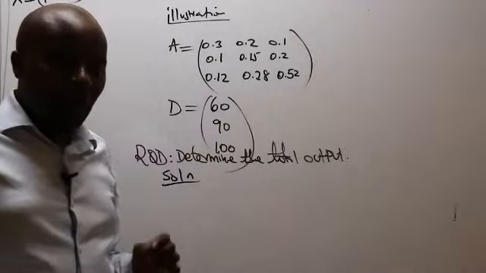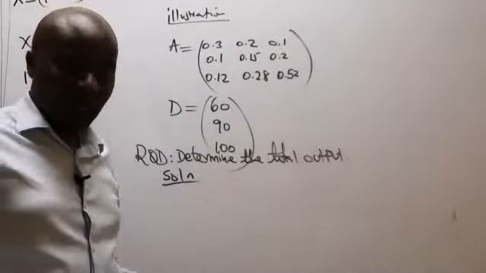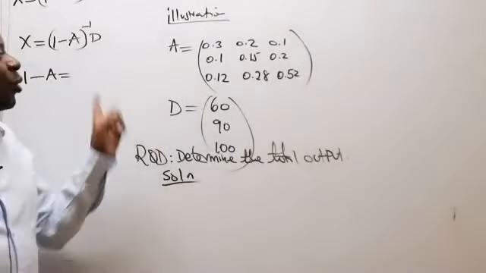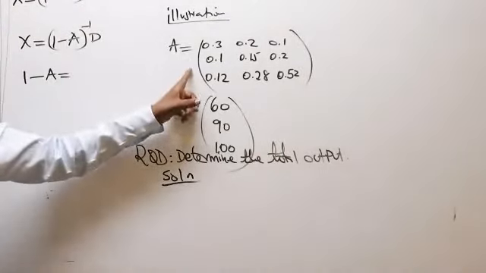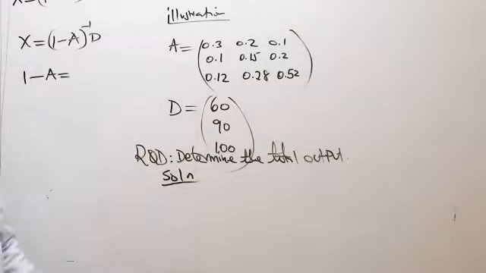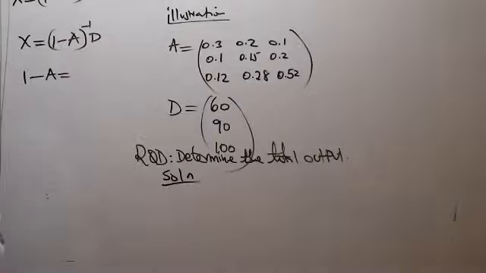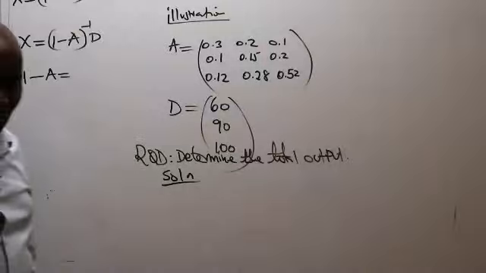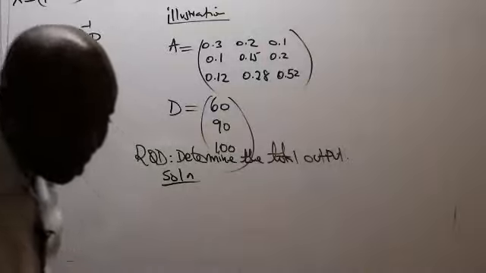Yeah, identity, according to Lucy here, should be 3 by 3. Why should it be a 3 by 3? To rhyme with matrix A, which is a 3 by 3 matrix. Thank you very much, Benny.